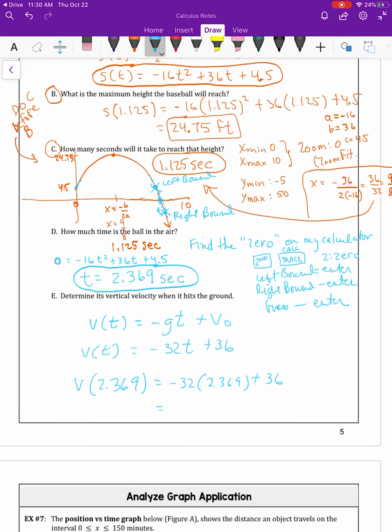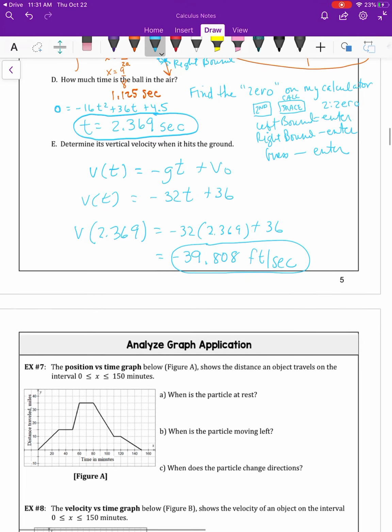And if you calculate that, you're going to get negative 39.808 feet per second. Okay, so that would end up being your vertical velocity when it hits the ground. So it hit the ground at basically negative 40 feet per second. So I would not have wanted to be under that baseball.